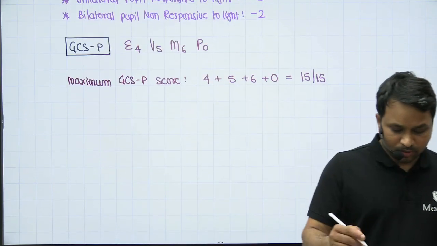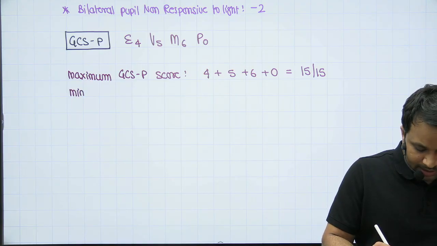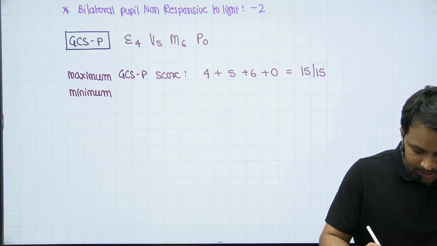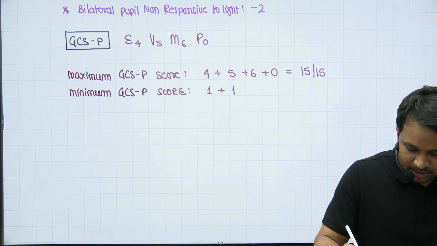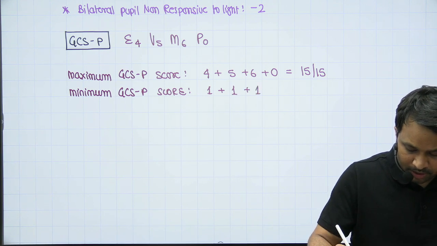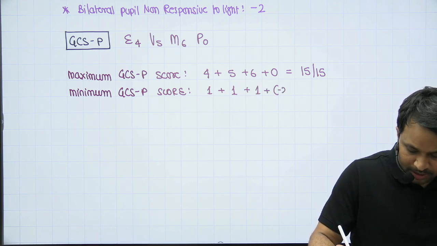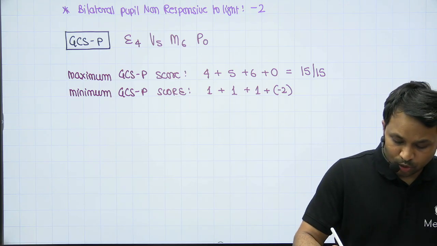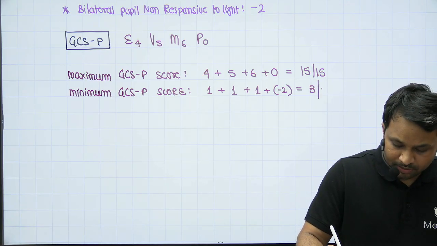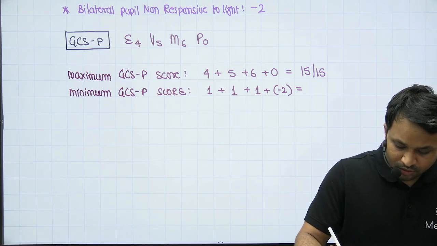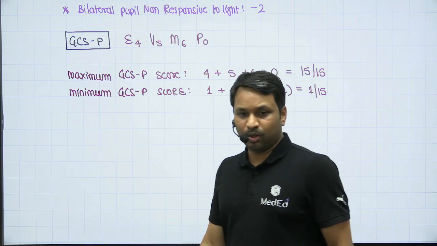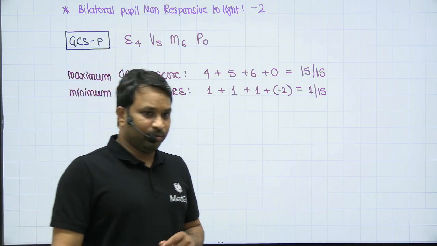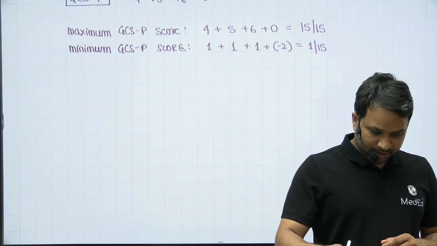But if I ask you what is the minimum GCS P score possible, the minimum GCS score, E is going to be 1, verbal is going to be 1, motor is going to be 1, and this is going to be -2. The minimum is -2. So the total is going to come down to 3 minus 2, which is 1 by 15. So 1 by 15 is the minimum GCS P score that is possible.